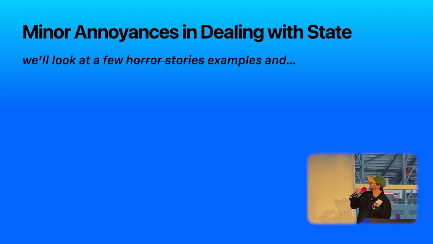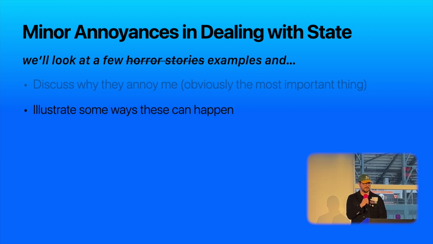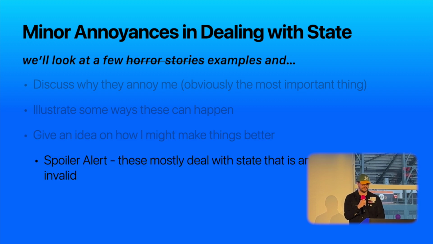So yeah, we will go over a couple examples tonight. We'll discuss why these things annoy me. What about them annoys me? It's the most important thing, really. Like I said, I'm just here to vent. Hopefully, within these examples, I can illustrate how these things tend to happen, and then maybe some ways that might make these things less annoying or not annoying. So spoiler alert, most of this stuff deals with ambiguity or worse, invalid state.